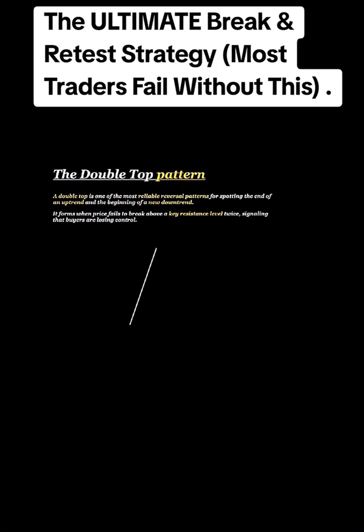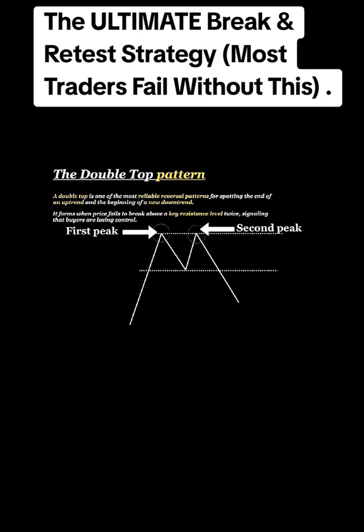Let's break it down step by step. First peak. Buyers push price higher, but resistance holds, causing a temporary pullback. This pullback often finds support at a key level where some traders look for new buy entries. Second peak. Buyers attempt another push, but this time they fail to break the first peak. This signals buyer exhaustion. There's no more demand to drive price higher. As sellers step in, price drops back to the support level, which is known as the neckline. A break below this level confirms the reversal, as buyers are now trapped and forced to exit.